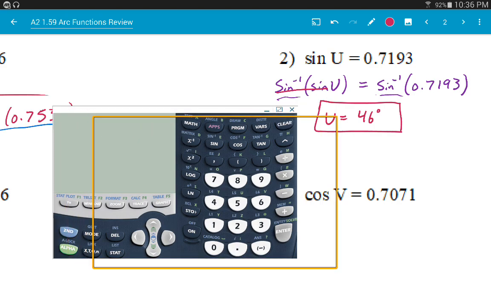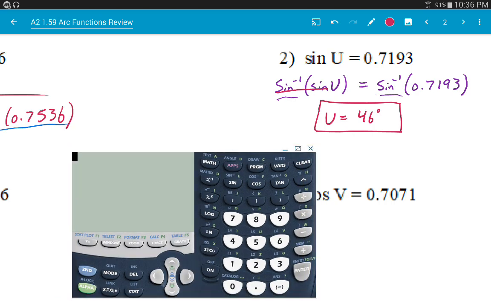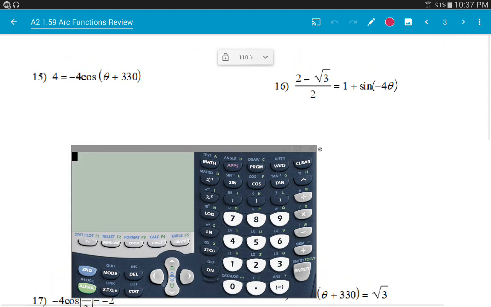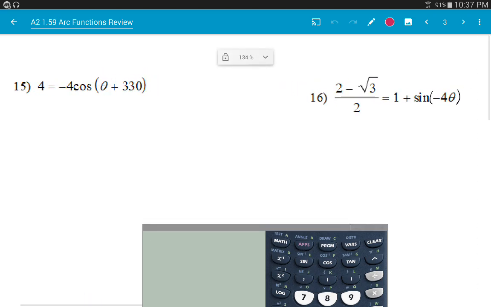Now, if you're using this to cover a class, you can pause here and give some work time before we move on to the back, but I'm going to, in this video, just move right on to the next section. Starting off at question 15, we have what we call trigonometric equations.